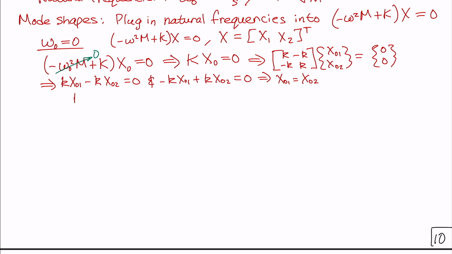So our mode shape we're going to write here is x0 equal to the vector, and we're going to put a scalar in here. Let's just use sigma. We'll use a sigma here, and this is going to be 1, 1, where we're scaling arbitrarily by this sigma here. This also happens to be an in-phase mode, but more importantly, because they have the same amplitude, there's going to be zero relative displacement, meaning that the spring is not going to be compressed or stretched in this mode.